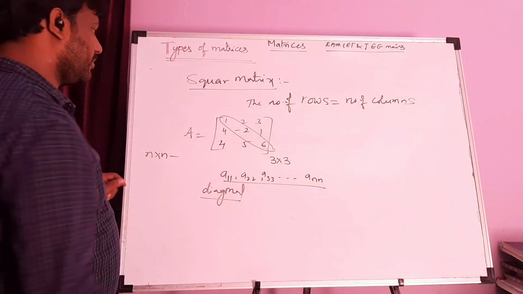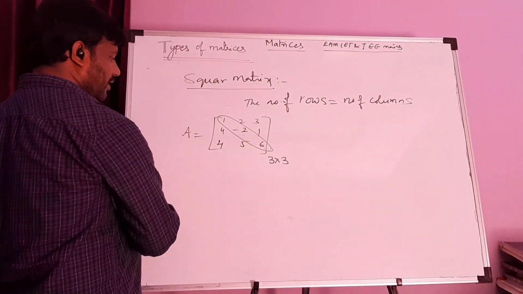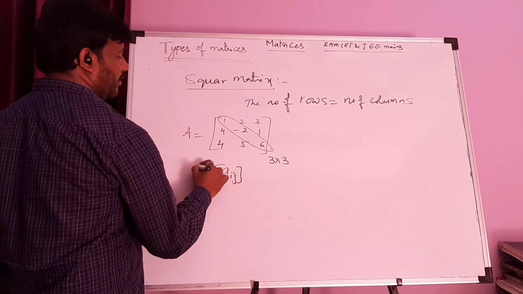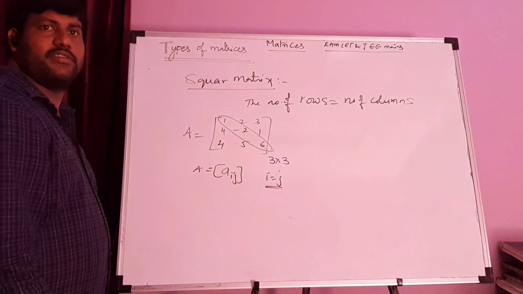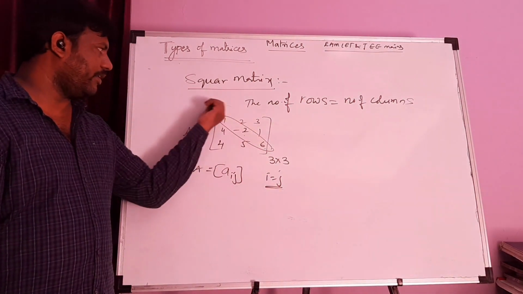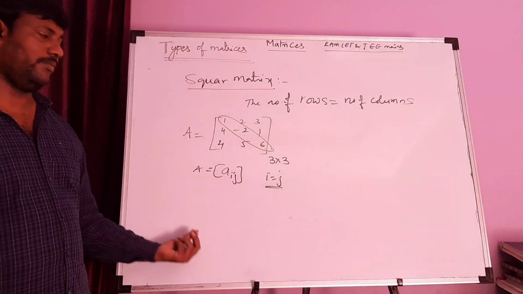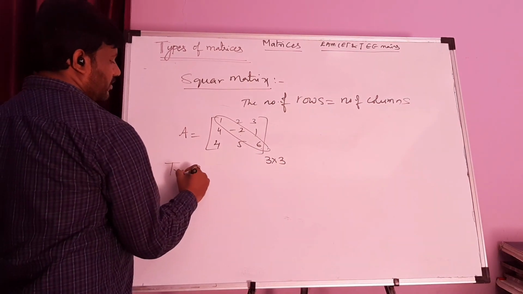One more concept in the square matrix: the diagonal elements. If the matrix is A, in compact form it is Aij, where i is equal to j; those elements are the principal diagonal elements. And one more important definition in the square matrix is the trace of a matrix.